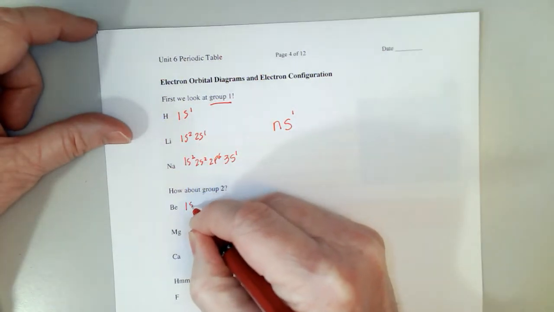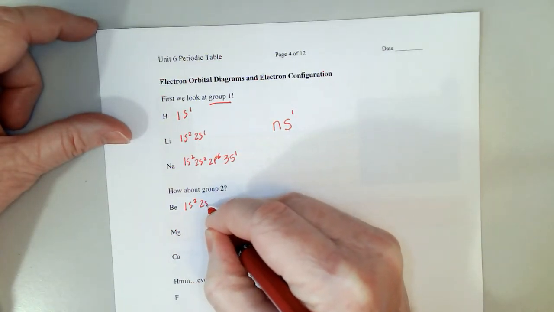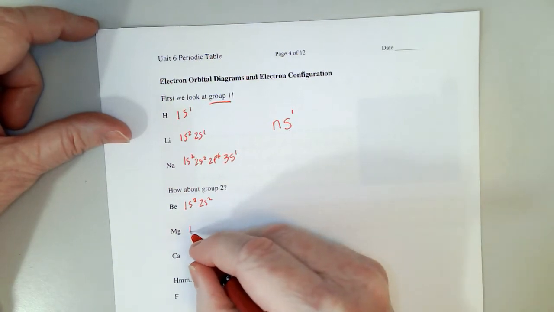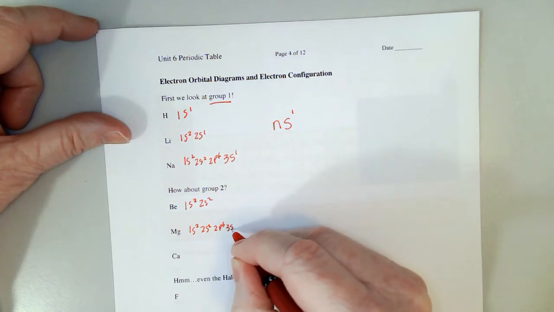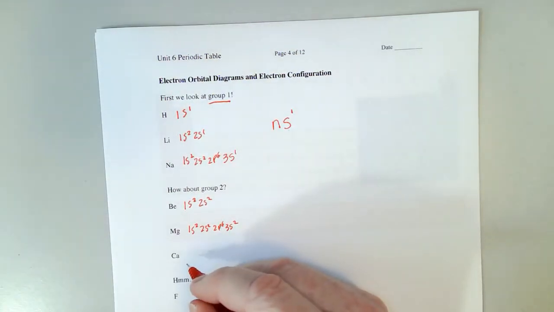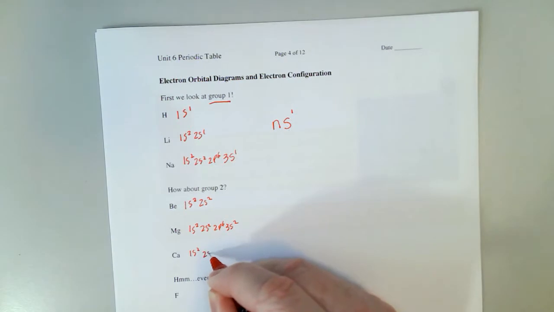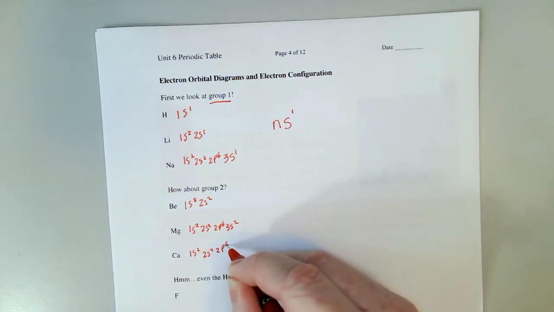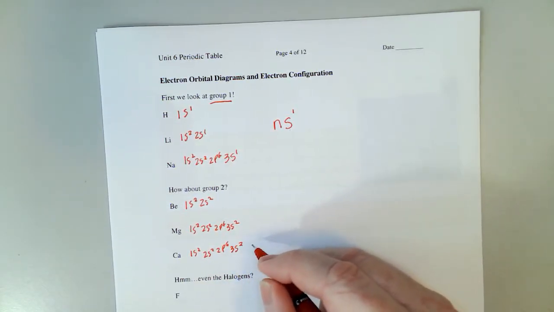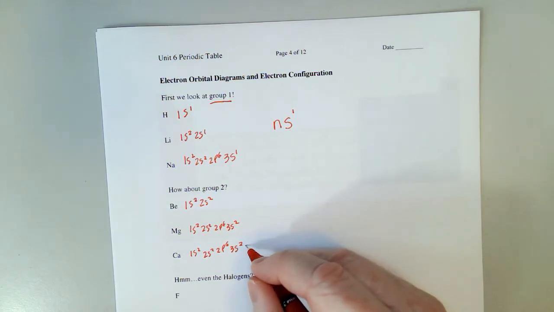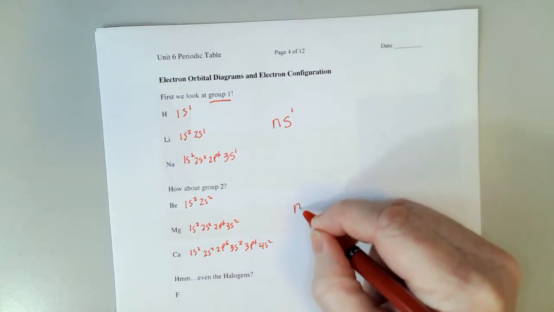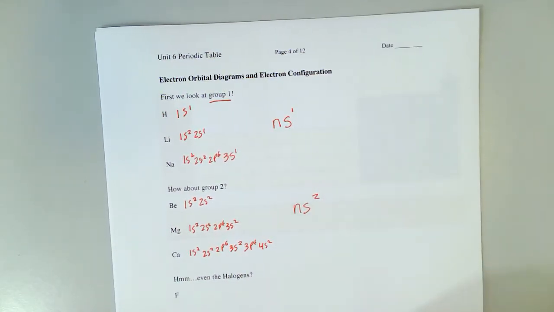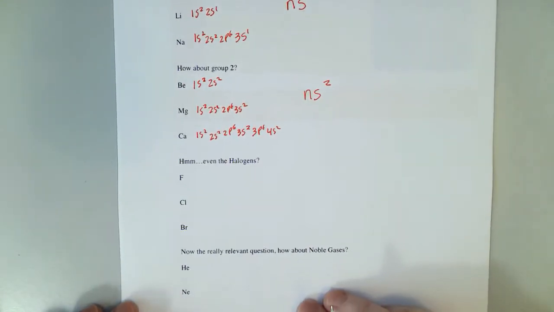Now beryllium, 1s2, 2s2, magnesium 1s2, 2s2, 2p6, 3s2, calcium 1s2, 2s2, 2p6, 3s2, 3p6, 4s2. So these are all ns2. Halogens, you're going to see the same thing when we look there.